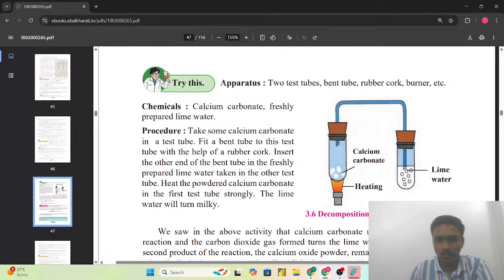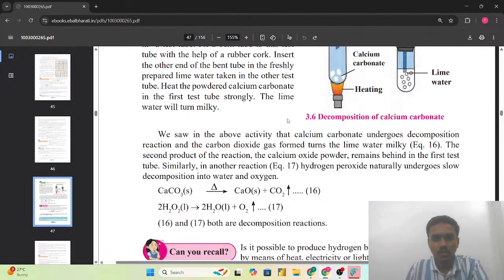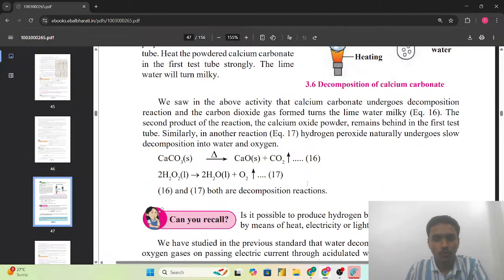Again, we are having the different experiments, that all these experiments you will be performing in your school lab. So I will be more focusing on how these chemical reactions are written and how these chemical reactions are taking place and how they are balanced. That is the major part.